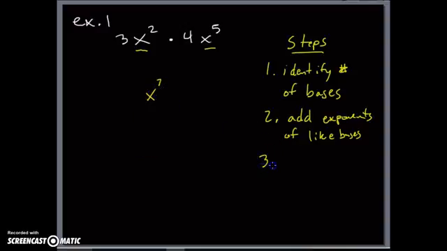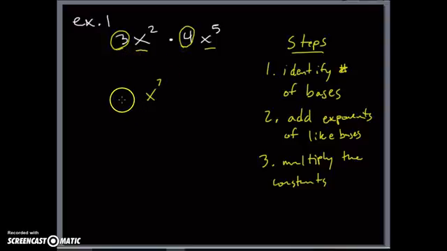And the third step here will be to multiply the constants. So we've got our constant right here of 3 being multiplied to a constant of 4. Well, 3 times 4 is 12, and we can just write that in front. And this is our final answer.